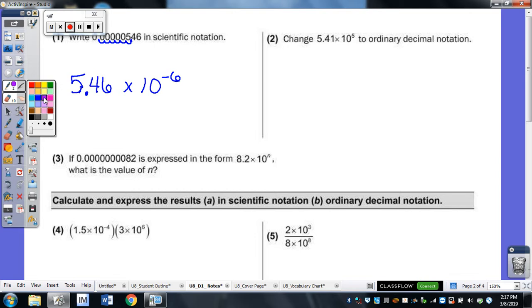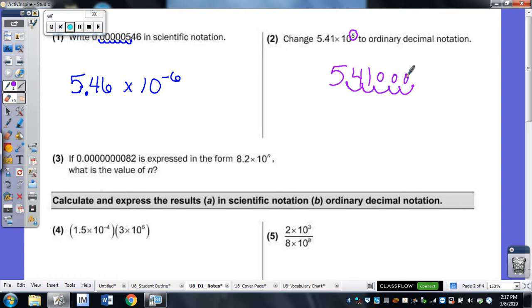So number 2, we are going to change this one to be an ordinary decimal notation. So how many times am I moving it? 5. And as I said on the front, it's going to get larger and you're going to move it to the right. So we're going to move it 1, 2, 3, 4, 5. What do we fill those spaces in with? Zeros. Yeah, you guys remember. So 541,000.